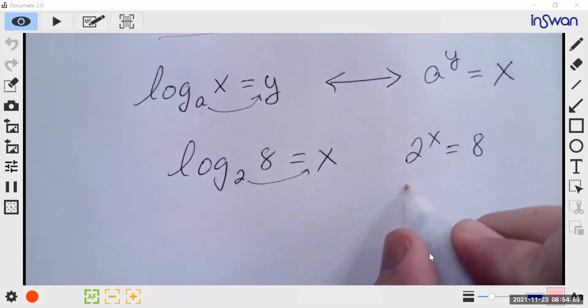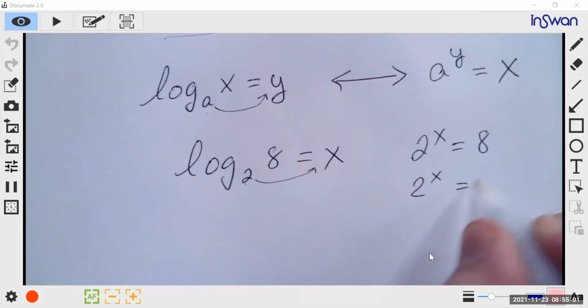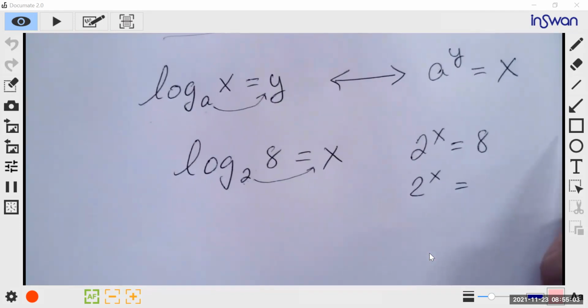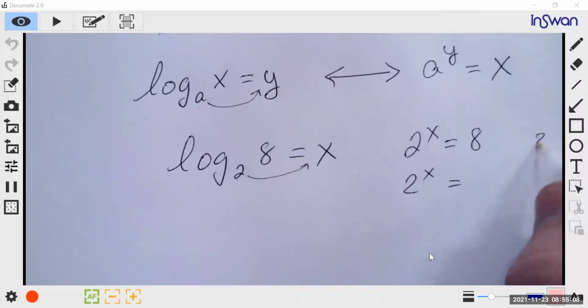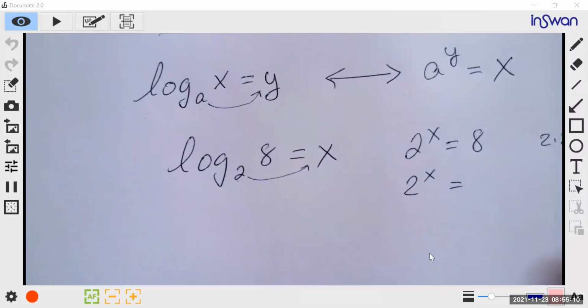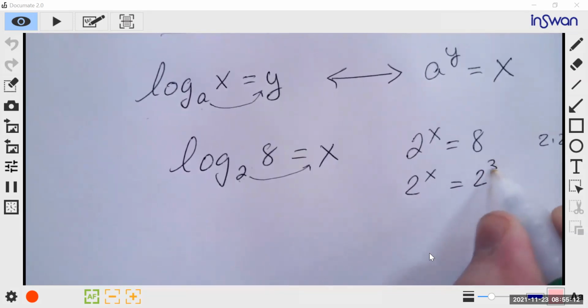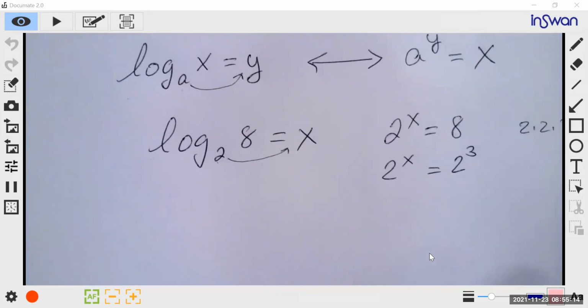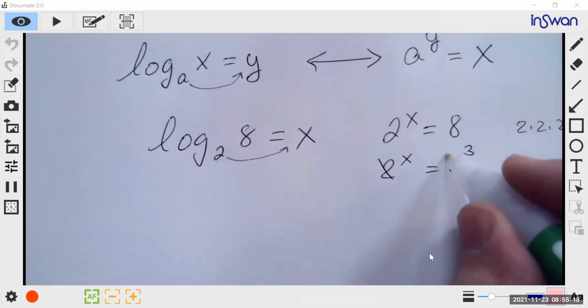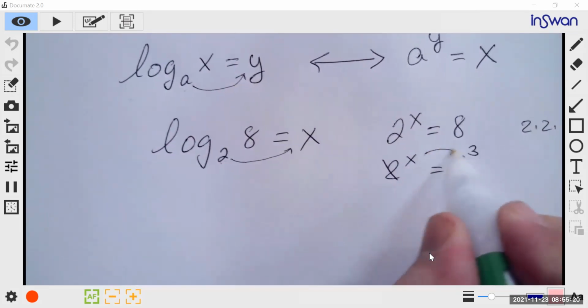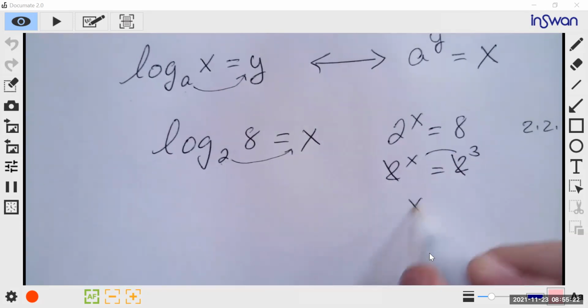So how do we get that? What is 8 made up of? 4 times 2, it's 2 times 2 times 2, isn't it? Or 2 to the 3rd power. The bases are the same. The only way they can be equal is if the top numbers are equal. So x is equal to 3.